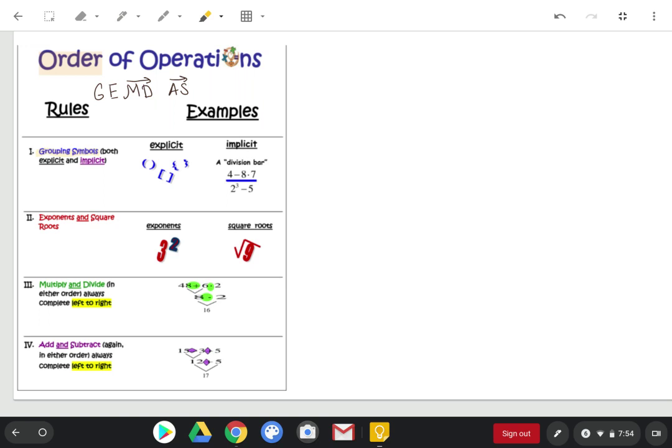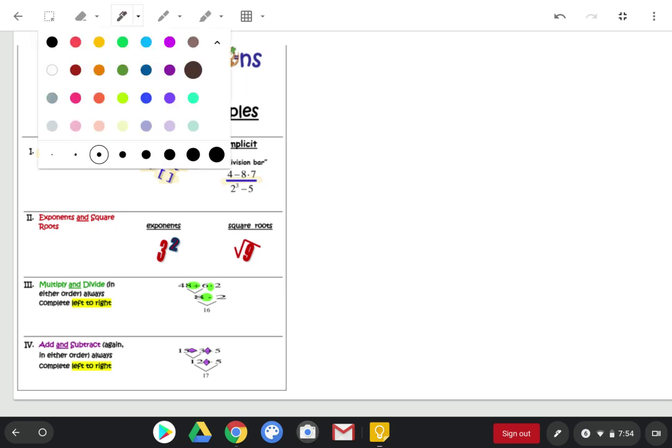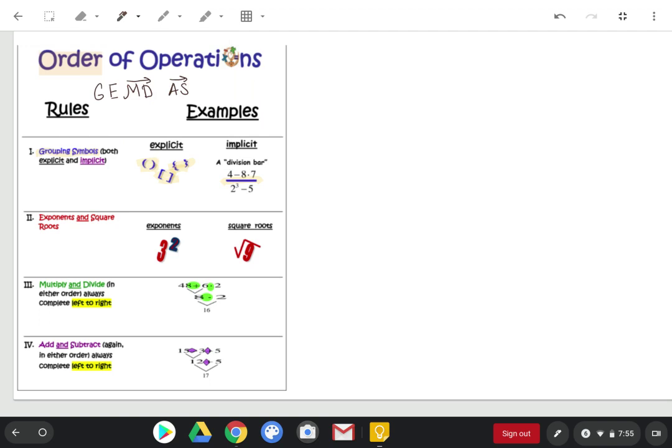Grouping symbols can be parentheses, they could be brackets, braces. Guys, even this division line in a fraction is like a grouping symbol, because what it is doing is saying that this stuff up top is grouped together and this stuff on the bottom is grouped together. Another grouping symbol that's absent here is the absolute value symbol. The absolute value symbol just looks like two lines.